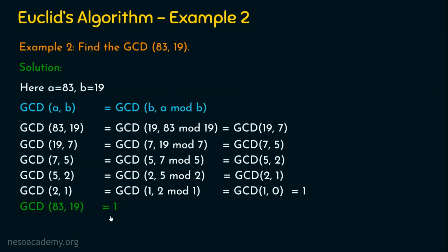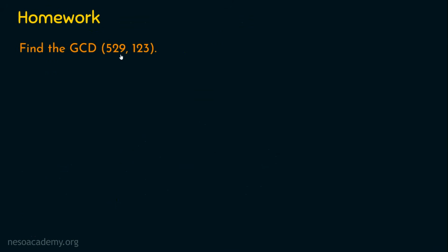Before we sign out, let's see the homework question. The question is, find the GCD of 529, 123. You can either follow method 1 or method 2.